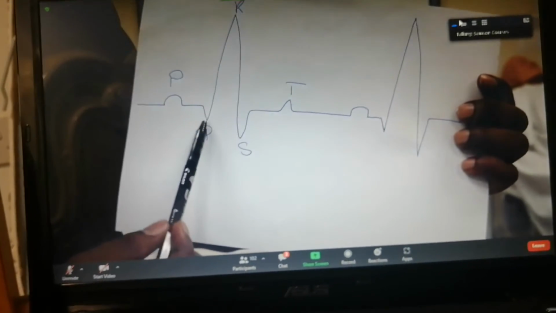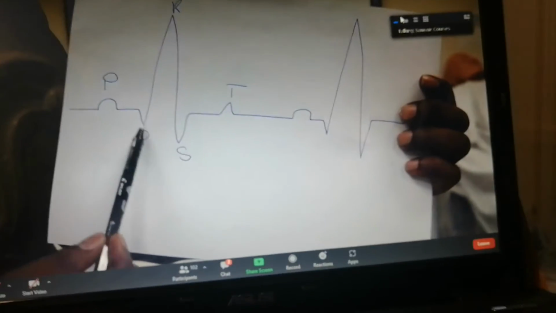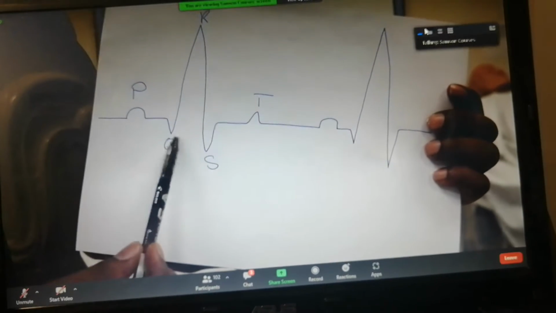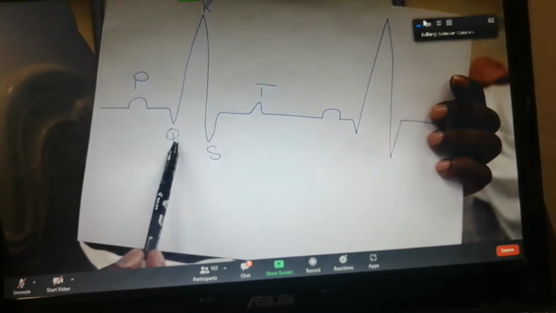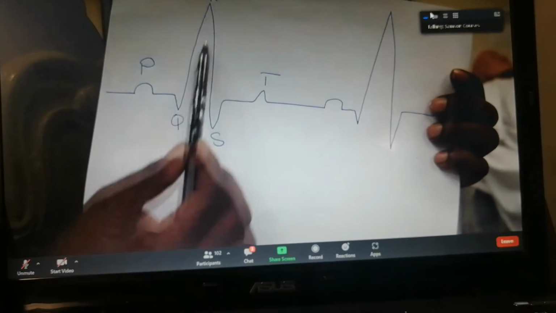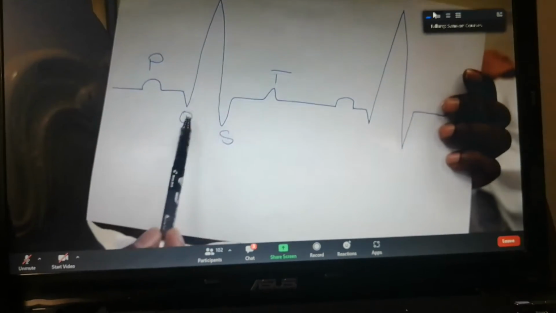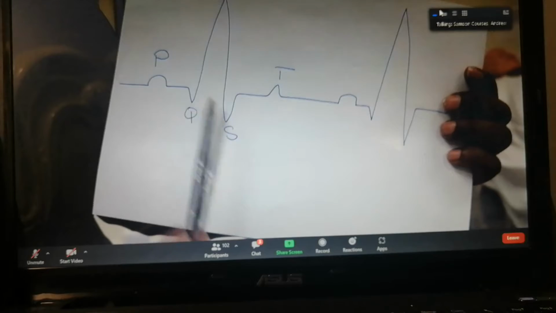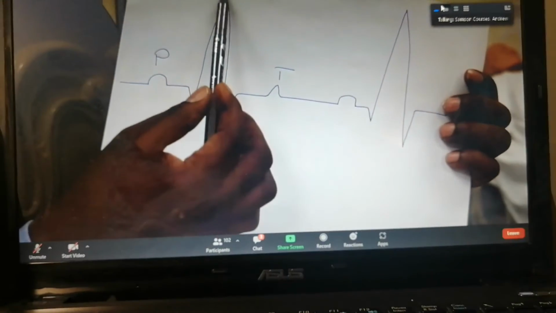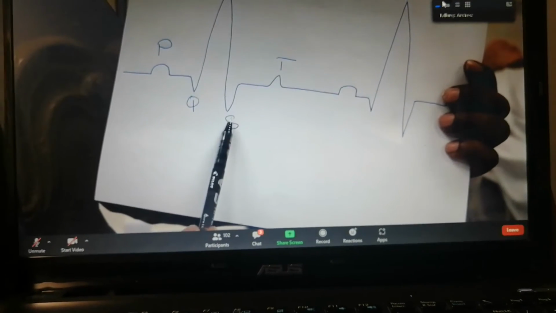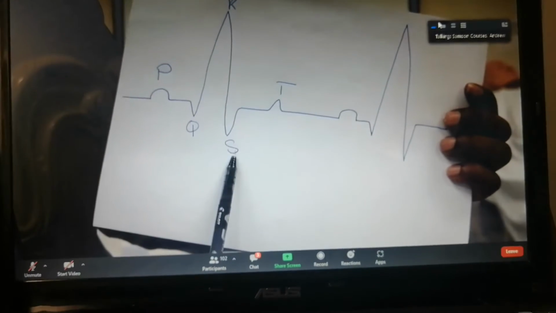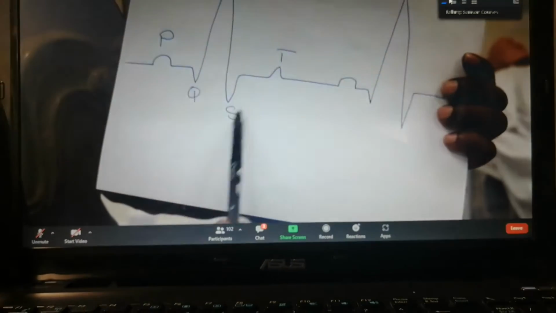Next is a Q wave. The Q wave can be present or may be missing. If it is present, then it is important to assess the size of the Q wave. The normal size must be less than 1/4 of the height of the R wave. If it's less than 1/4, it is normal. Or if it is not present, it is also normal. It can only make significance as a complex.